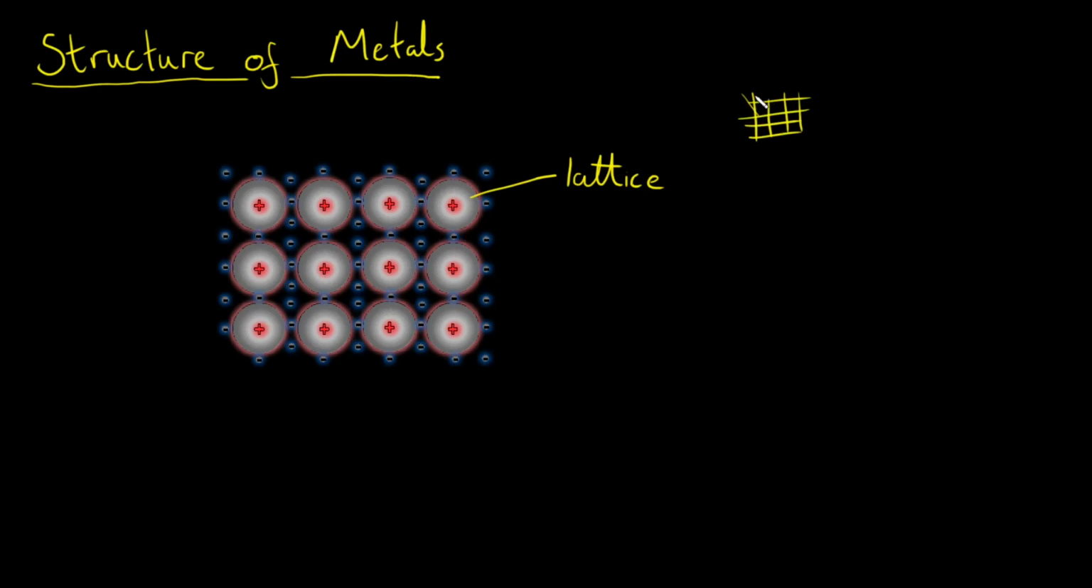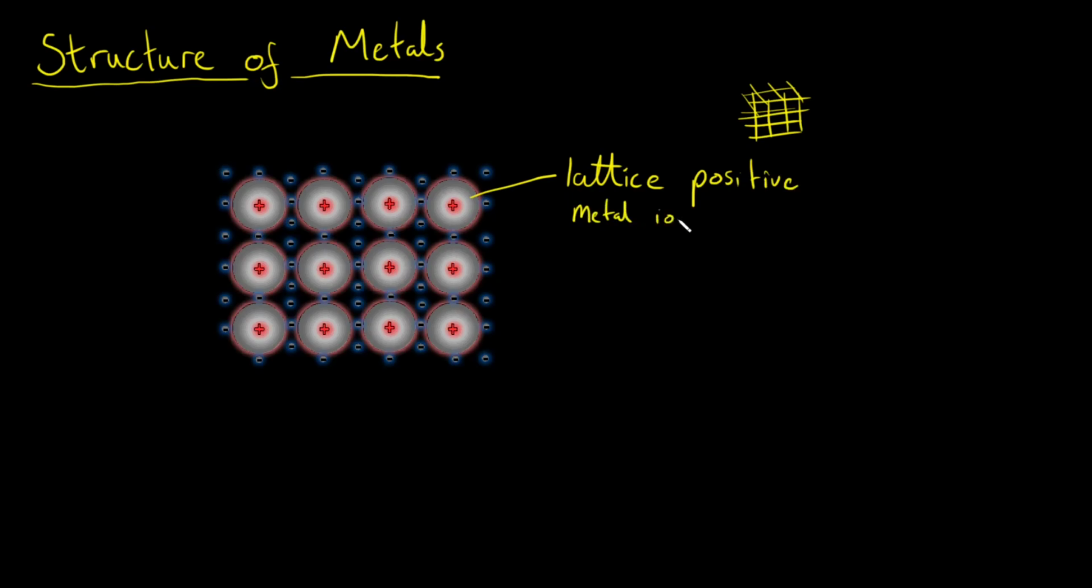Remember, this would be three-dimensional as well. It's just kind of tricky to draw. Maybe you can think of a honeycomb to remind you of a lattice, or one of those wee tasty potato waffle guys that you get. That's a lattice structure. Anyway, this is a lattice of positive metal ions.